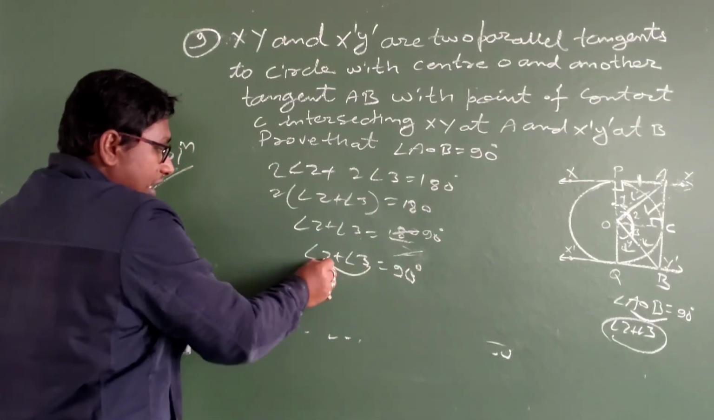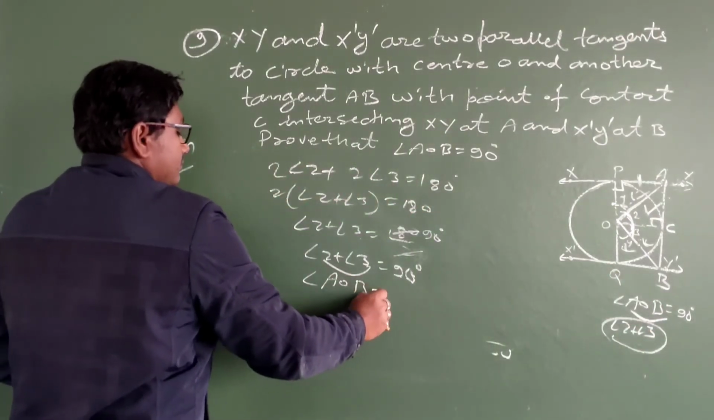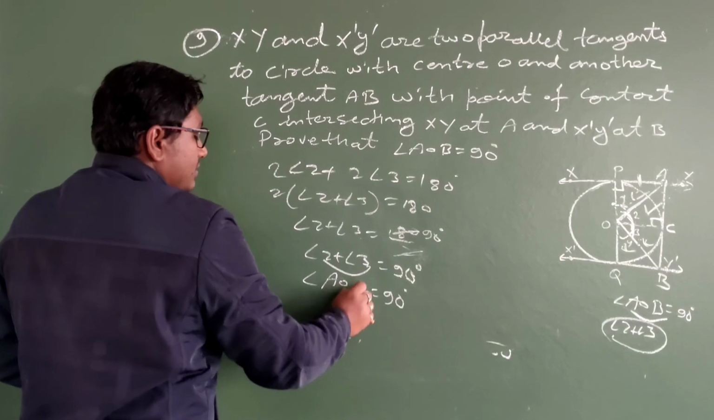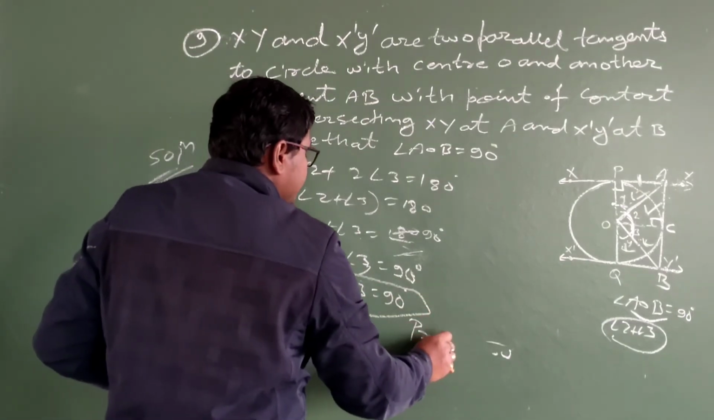And now you see, angle 2 and 3 means angle AOB. Okay, this was the question. So proved, we have got the answer.